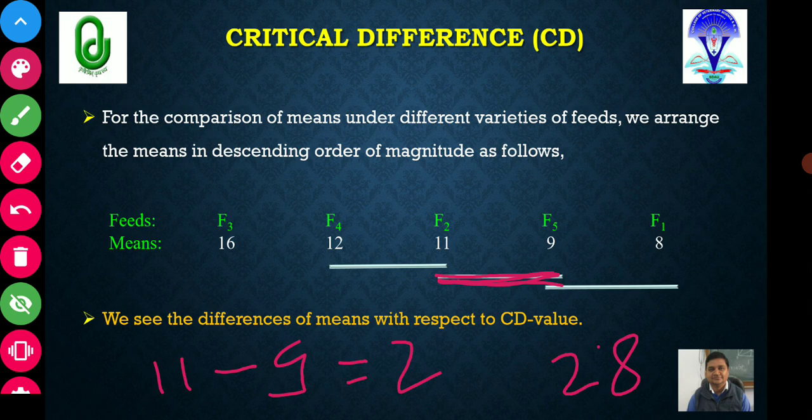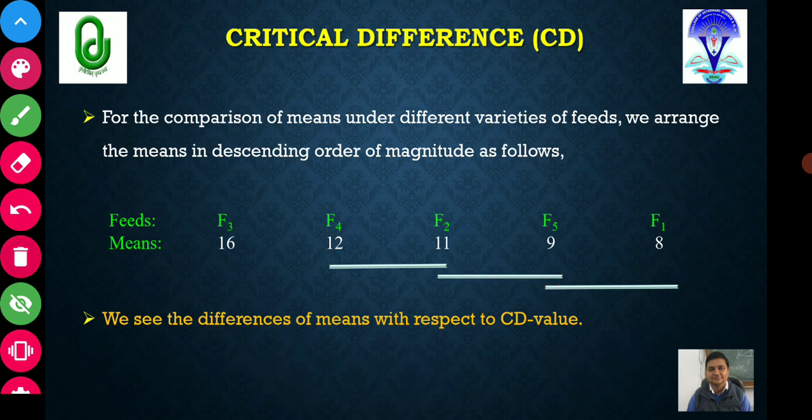Similarly, we will test F2 and F1. F2 is 11 and F1 is 8. So 11 minus 8 is equal to 3. This 3 is greater than 2.8. That means F2 and F1 are different, so no need to do anything.